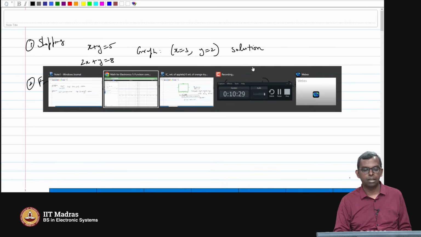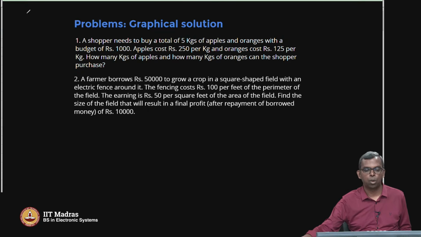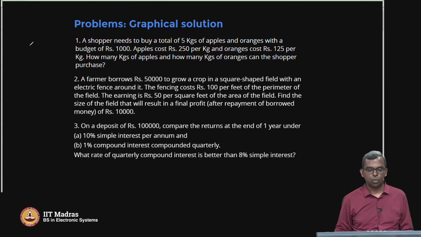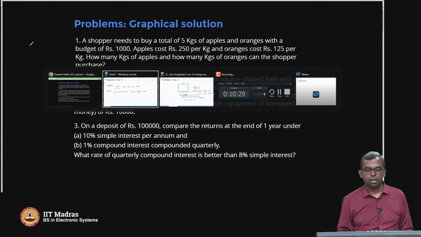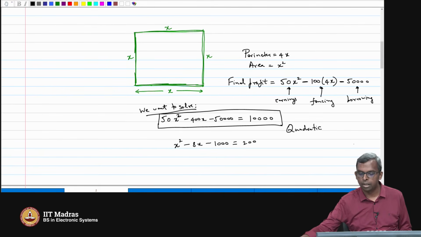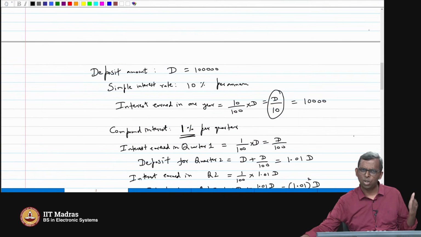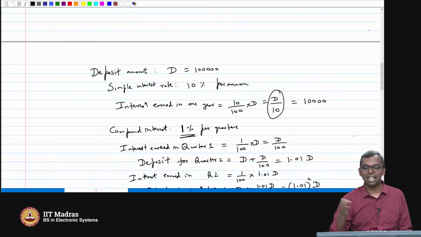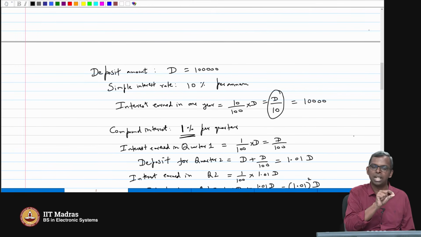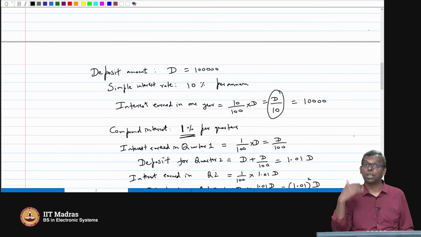Let me start with the third problem here, which was this bank deposit problem. We deposited 1 lakh, and we wanted to compare returns under simple interest and compound interest, 10% simple interest and 1% compound interest. And once again, this problem also we had solved, or at least written up equations. I wrote a lot of laborious, painful equations to show you this iterative nature of the computation. And whenever you have this iterative accumulation with multiplication, take a fraction of what's already accumulated and add it to this, you get this exponential behavior, right?